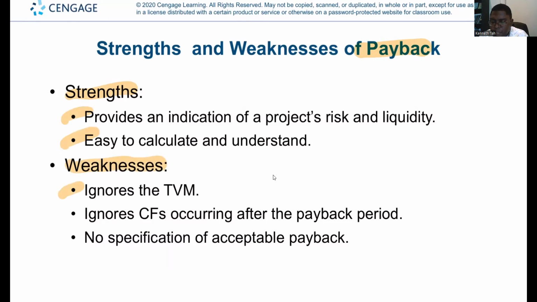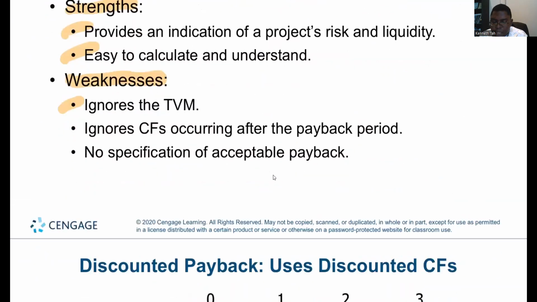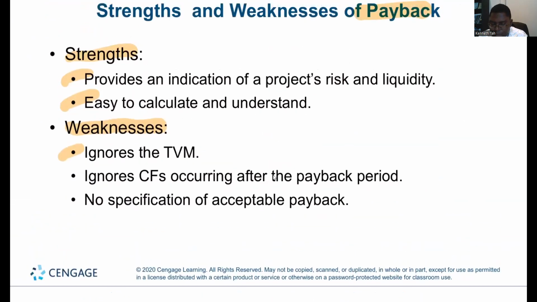When we are calculating payback, we are adding these cash flows as if 50,000 that is going to come in year 2 is the same as 50,000 today. We are adding as if 20,000 that will come in year 3 is equivalent to 20,000 today. So when we do that, we ignore the time value of money. Another weakness is that we ignore the cash flow that is occurring after the payback period.